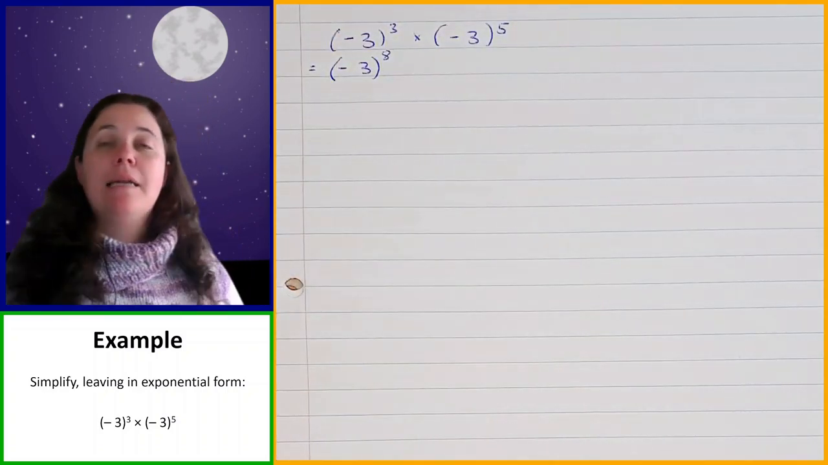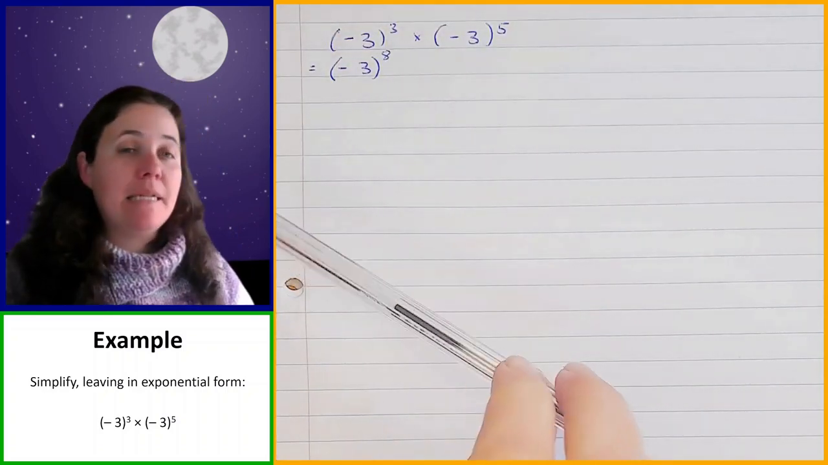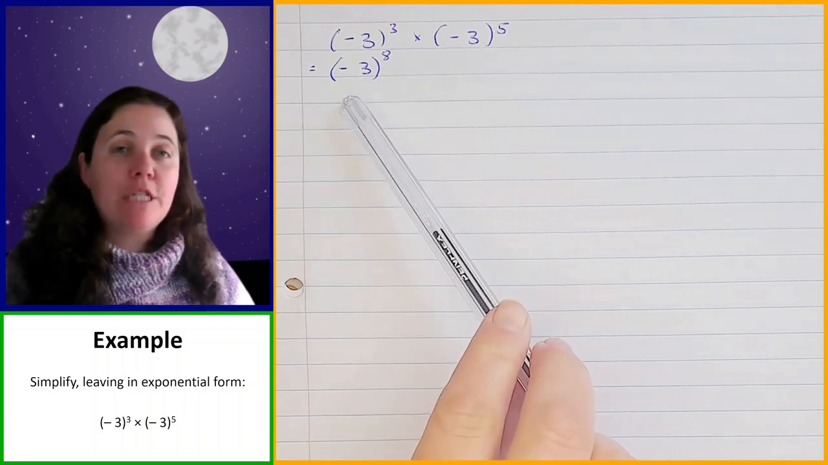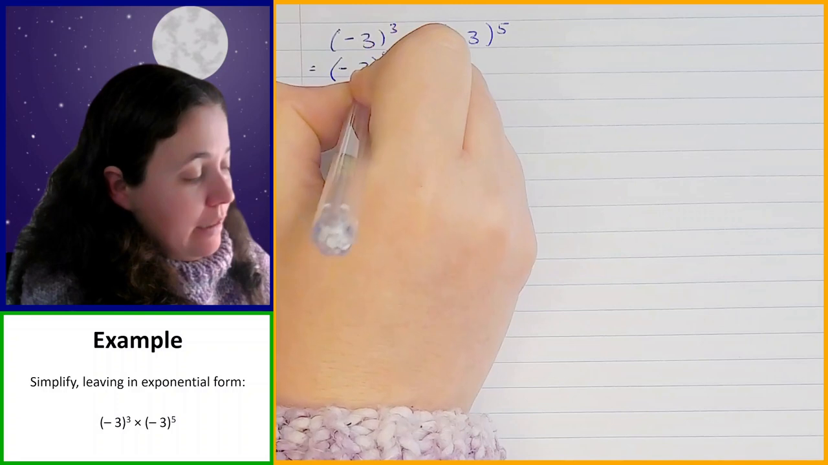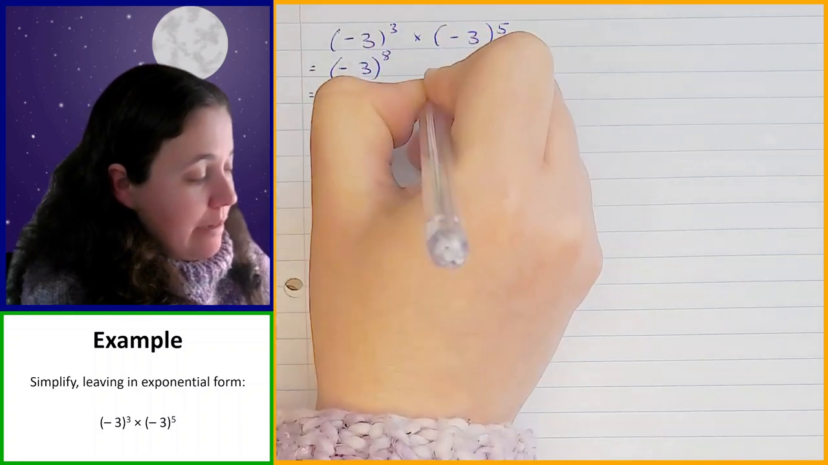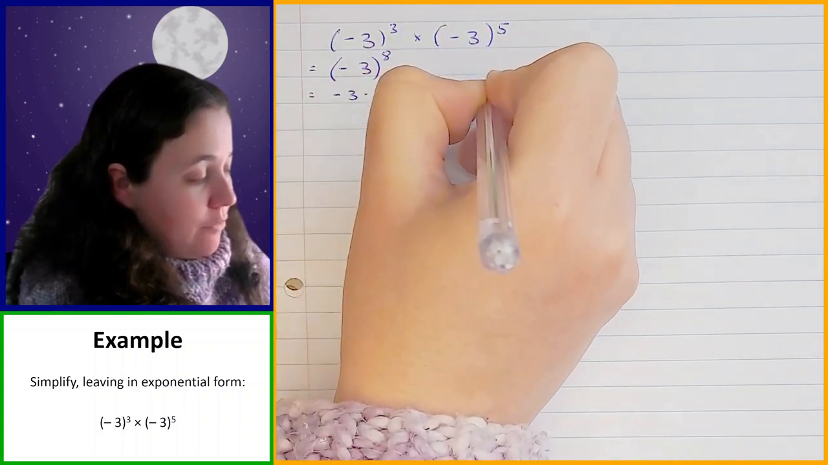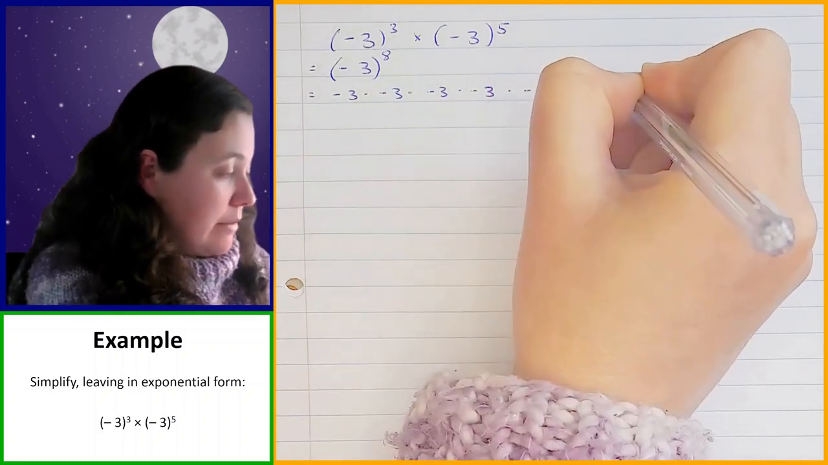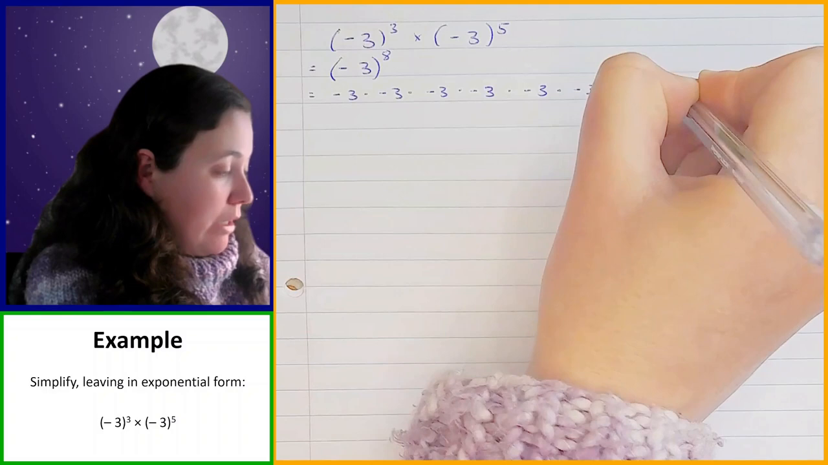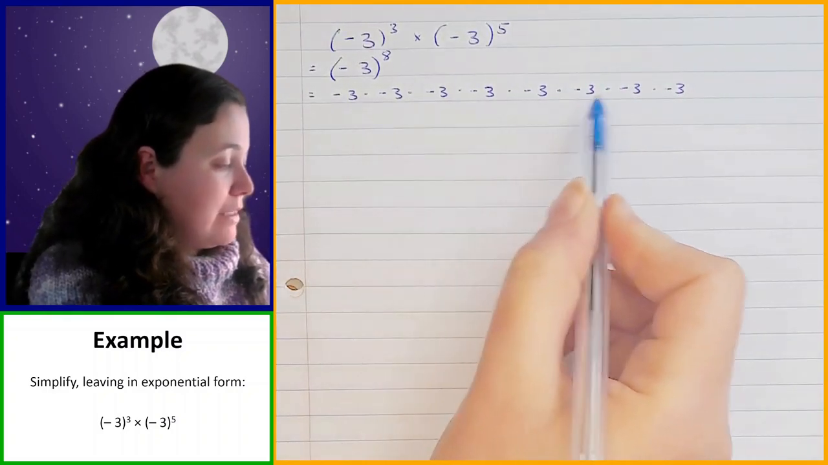Okay, but now, let's have a look at what this actually means. If you've got negative 3 to the power of 8, that actually means negative 3 times negative 3 times negative 3 times negative 3 times negative 3 times negative 3 times negative 3 times negative 3. Let me just check. 1, 2, 3, 4, 5, 6, 7, 8.